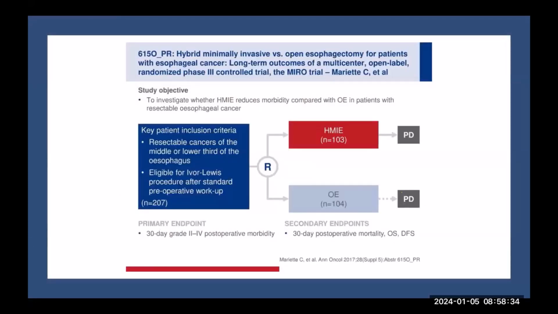In the MIRO trial, the main objective was 30-day grade 2 to grade 4 postoperative morbidity. They investigated whether hybrid minimally invasive esophagectomy reduced the morbidity compared with open esophagectomy in patients with resectable esophageal cancer. They included patients with middle or lower third esophageal cancer who were eligible for the Ivor Lewis procedure after standard preoperative workup.